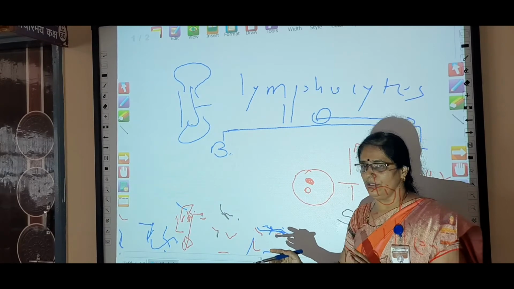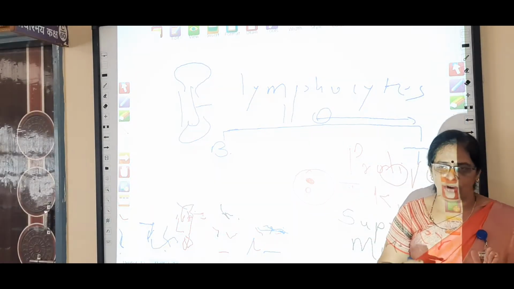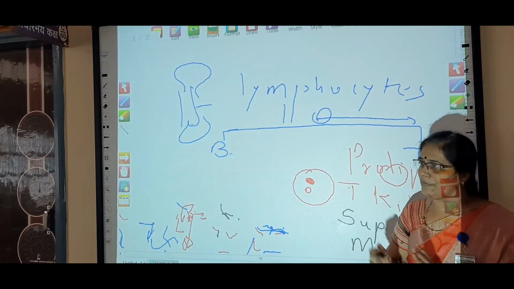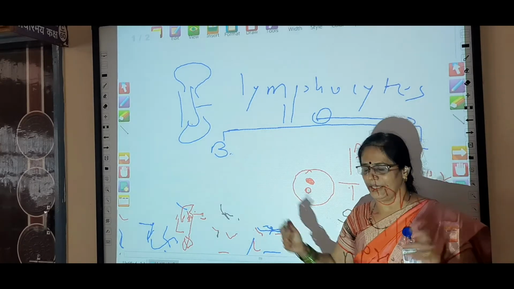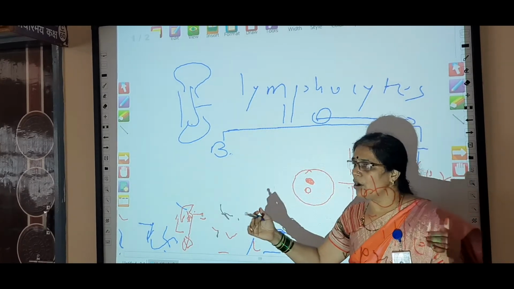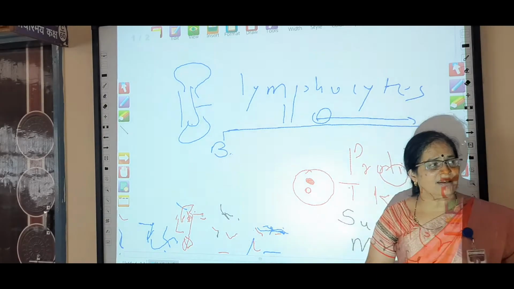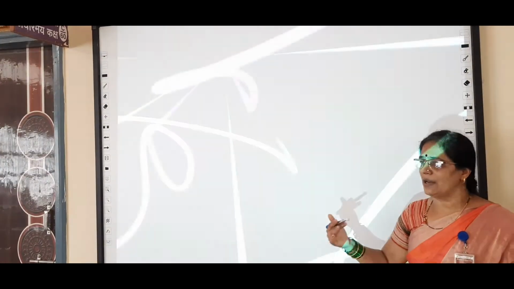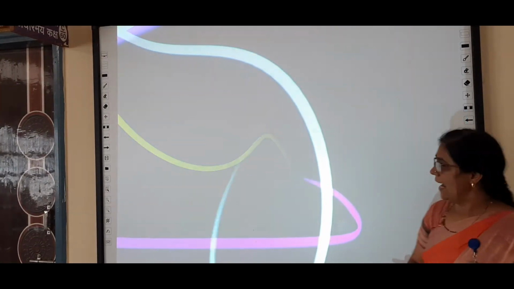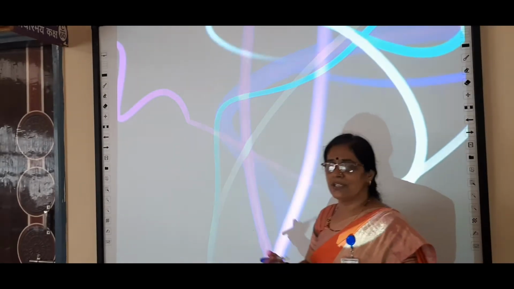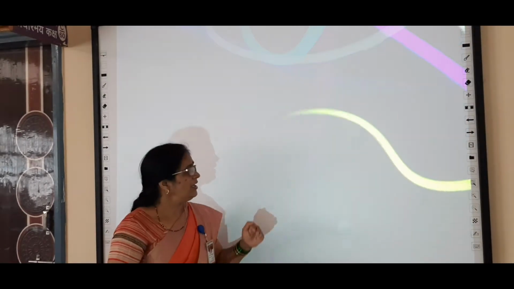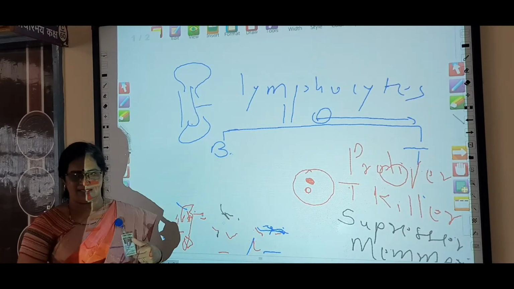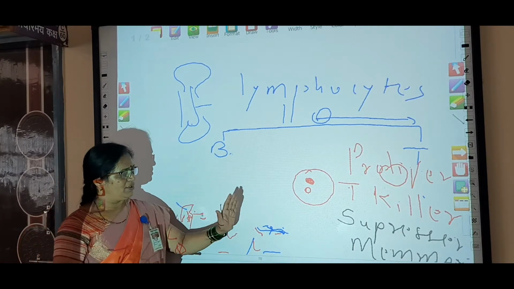During the first encounter, the synthesis of antibody requires a long time. But during the second encounter, the antibodies are produced suddenly. That's why it is called the memory cell.